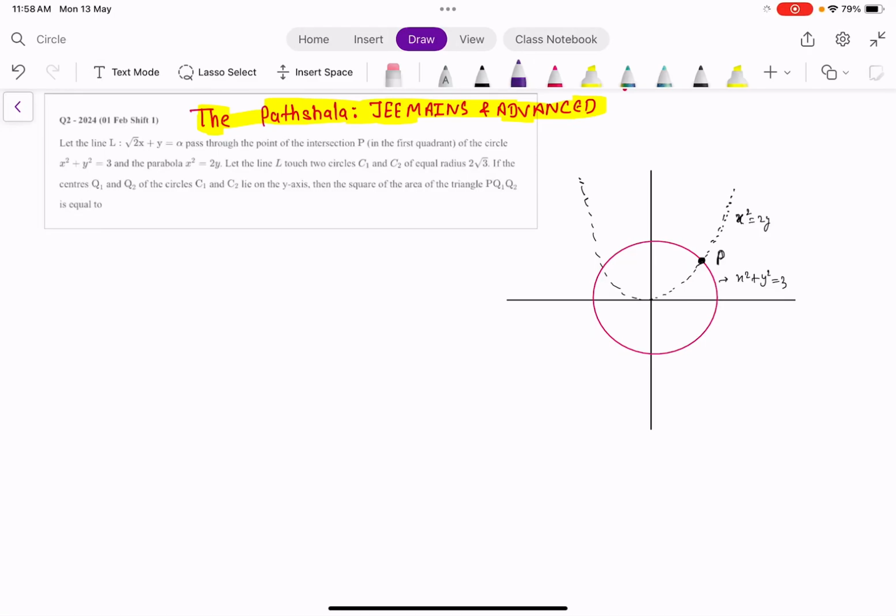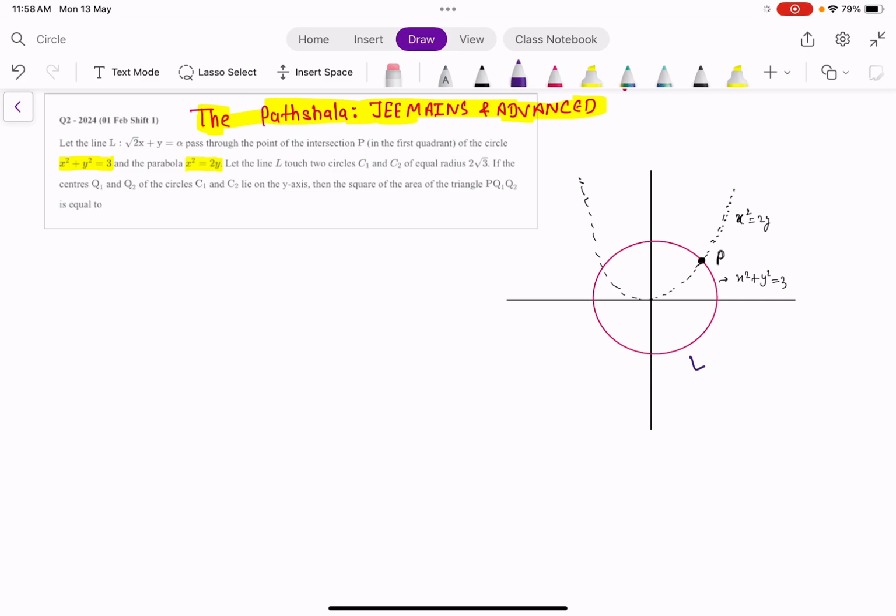So in this question they are saying that a line L, root 2x plus y equal to alpha, passes through the point of intersection P, which is in the first quadrant, of the circle. All right, and what are the points of intersection? You can see that one we have given a circle and another we have given a parabola.